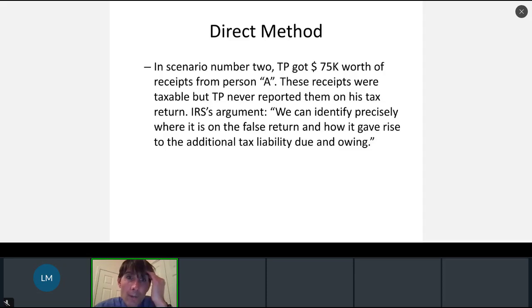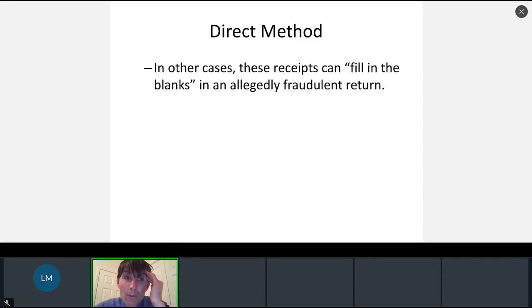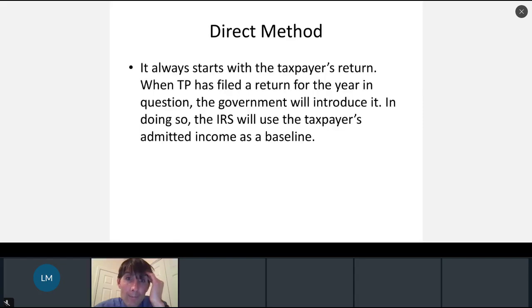In scenario number 2, the taxpayer got $75,000 worth of receipts from person A. These receipts were taxable, but the taxpayer never reported them on his return. The IRS's argument: we can identify precisely where it is on the false return and how it gave rise to the additional tax liability due and owing. Typically, the government compares the claimed or reported amount on the return to the actual receipt, and abracadabra, it effectively meets both the burden of production and the burden of persuasion, because it is almost impossible for a defendant to explain away direct proof of this type. In other cases, these receipts can fill in the blanks in an allegedly fraudulent return. The government, as you can imagine, greatly prefers direct methods to indirect methods.